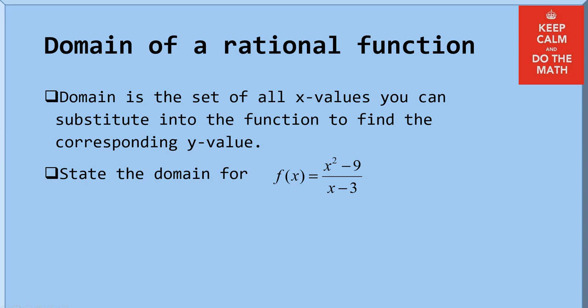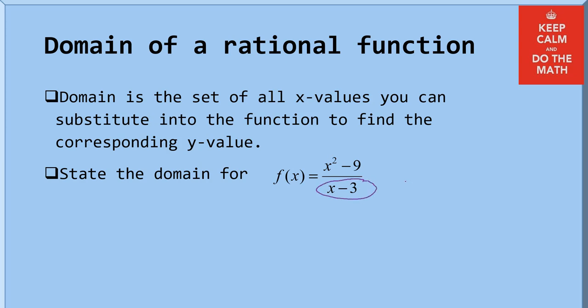So in this case, our domain can be any number except, in the denominator, we cannot have a 0 in the denominator of a fraction. So our focus is just going to be on the denominator. So the denominator is x minus 3. That's all we need to worry about.